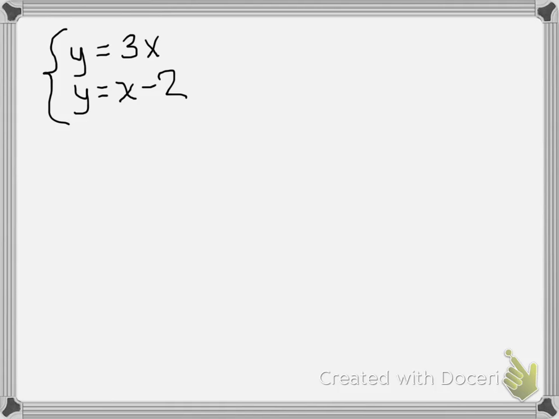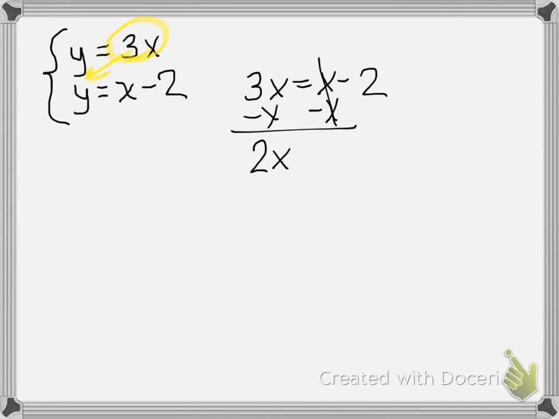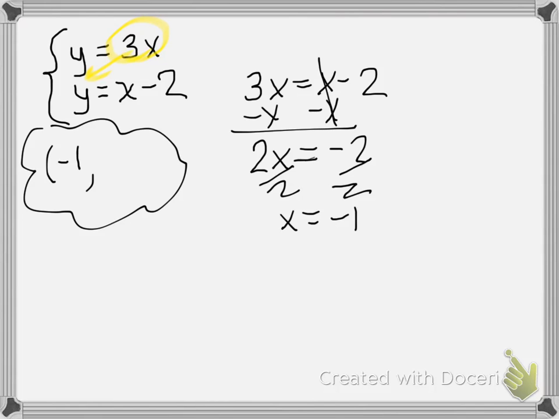Okay, so I'm going to substitute this 3x into this y. So that's going to make 3x equals x minus 2. I'm going to pull my x's over. 2x equals negative 2. X equals negative 1. So I know that negative 1 is my x. This is where I'm going to put my answer. I'm going to resubstitute back in. I'm going to put it in the bottom one.